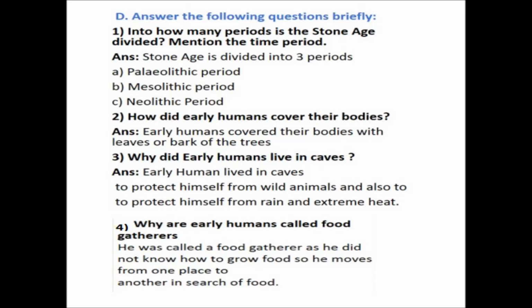Fourth question, why are early humans called food gatherers? Early humans are called food gatherers because they did not know how to grow food. So they moved from one place to another in search of food. That is, the early humans didn't know how to cook, so therefore they wandered from one place to another and they collected foods. So they are called the food gatherers.